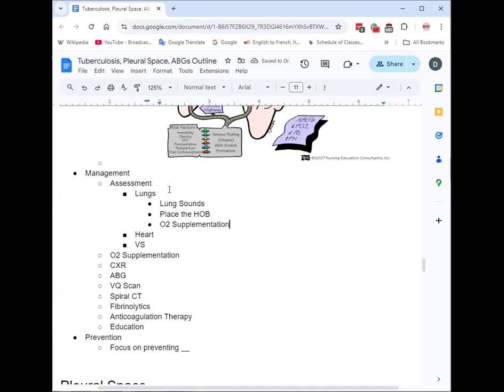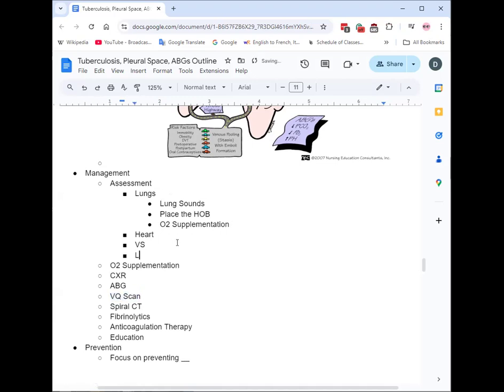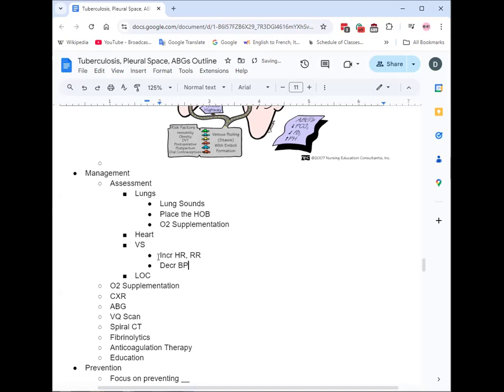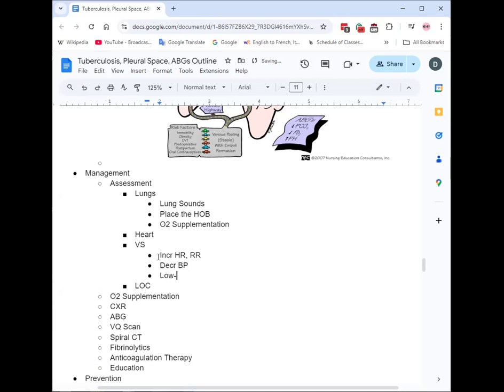If possible, we might need to intubate, because with this you can have a VQ mismatch. Assess level of consciousness, of course, perfect. It's always going to be important. Your vital signs. Overall, your vital signs can show increased heart rate, increased respiration rate, decreased blood pressure over time. Like that low grade fever, you can get all that. With the heart, yes, pleuritic chest pain, I like it.